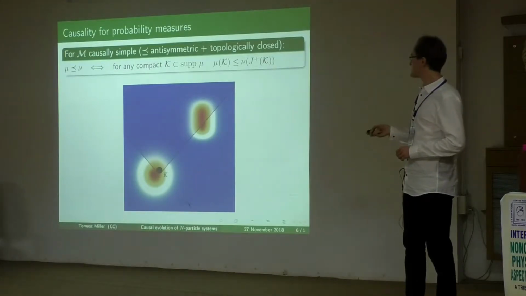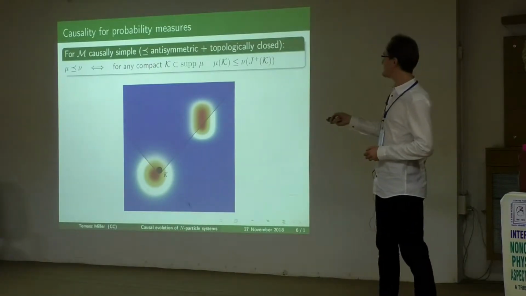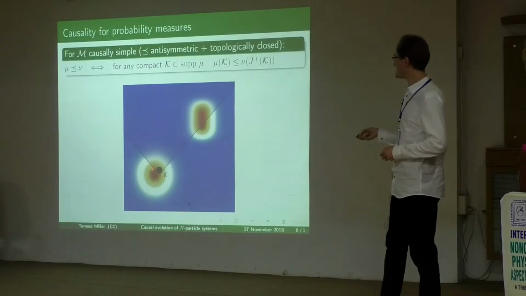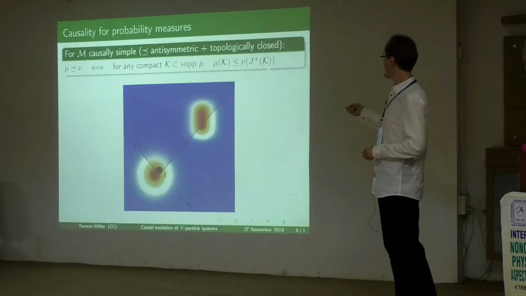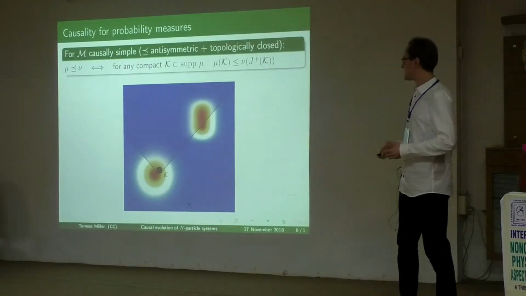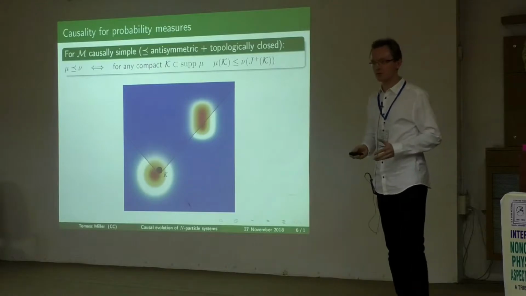In this case, one can show that mu causally precedes nu, according to this definition I presented a few slides ago, if and only if, for any compact subset of the support of the initial measure, the following inequality holds. So one can say that this condition tells us that the probability which is initially contained within this compact subset K cannot escape its future light cone.